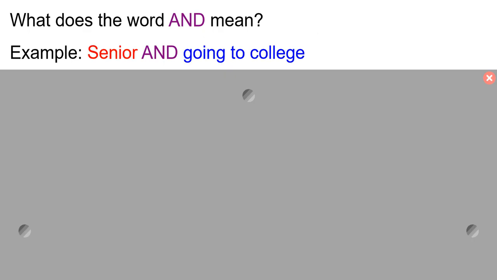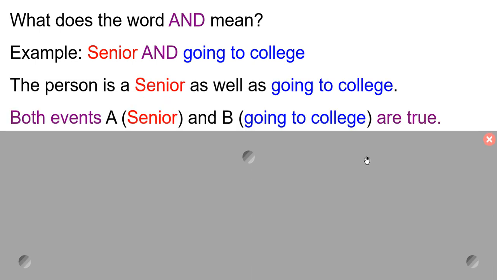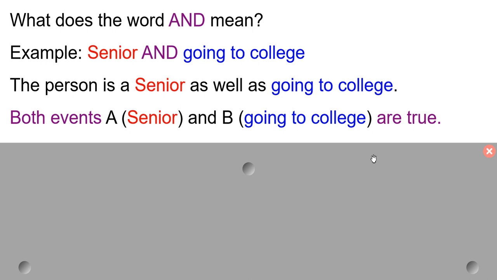Now the term "and" can be used a lot in probability. So for example, you are a senior and going to college. What does that mean? That means that the individual is a senior as well as going to college. Both events, being a senior and going to college, have to be true to be counted in this example.